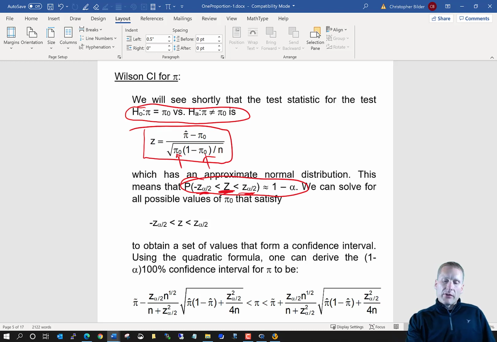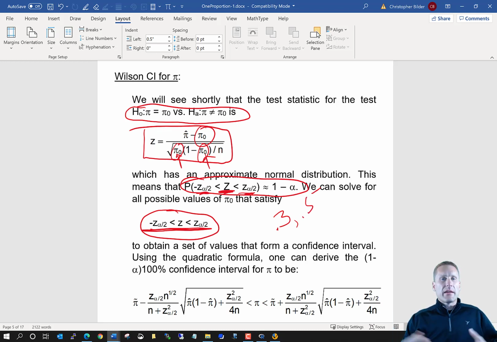So how about we look for all values of pi 0, and notice where pi 0 is in my equation, 3 different places. Find all possible values of pi 0 such that this inequality is always satisfied. And so maybe it would be all values of pi 0 between 0.3 and, let's say, just 0.5. I'm just making this up. All those values then essentially form the confidence interval.